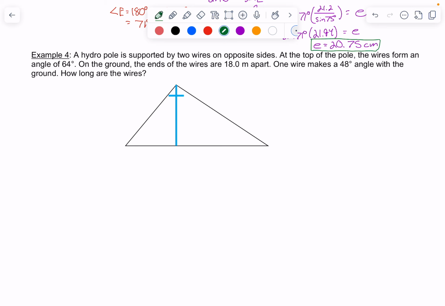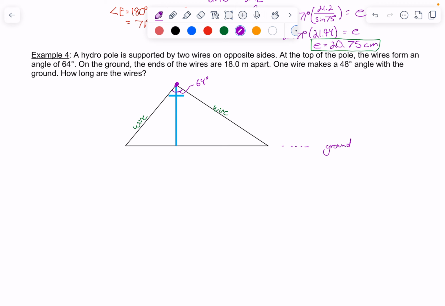So you have 2 wires on opposite side, and at the top of the pole, so this is like your wire 1, so this is a wire right here, and this is also a wire. And at the top, they make an angle of 64 degrees. So that means right when these 2 wires meet the top of the pole right here, that makes an angle of 64 degrees. On the ground, okay, so if that's the top of the pole, that means down here, this is your ground.